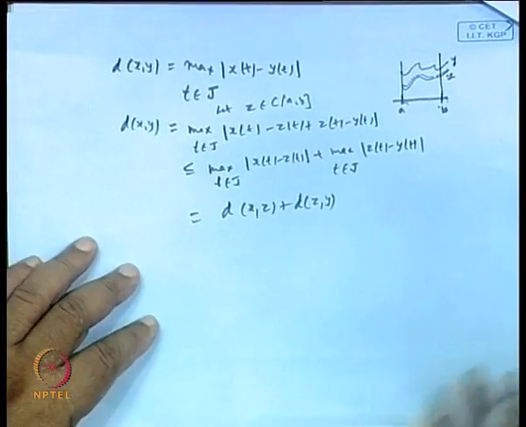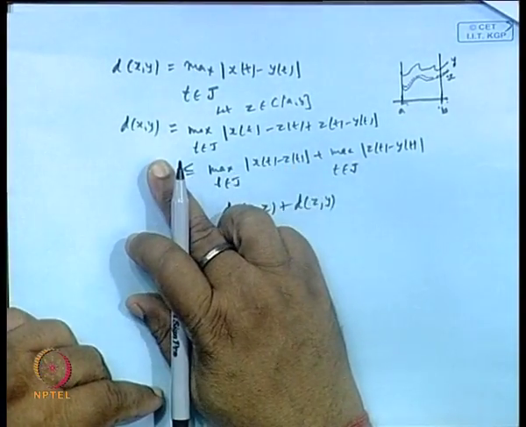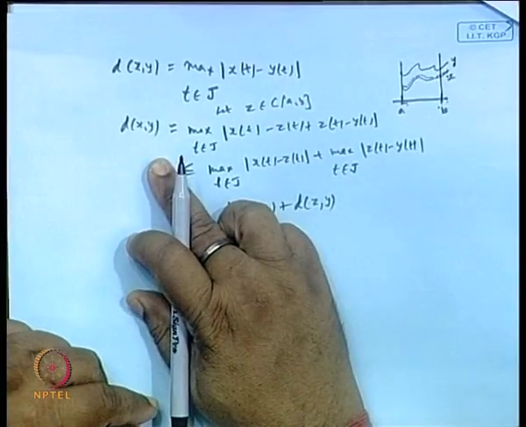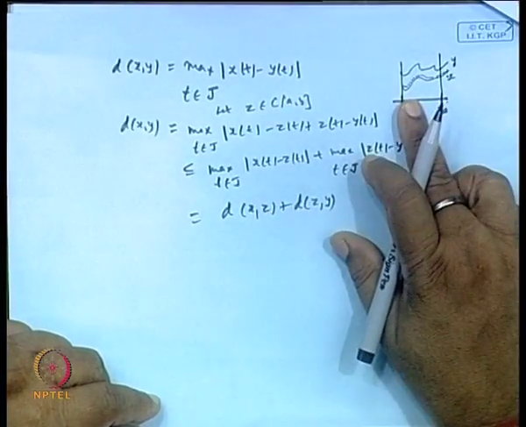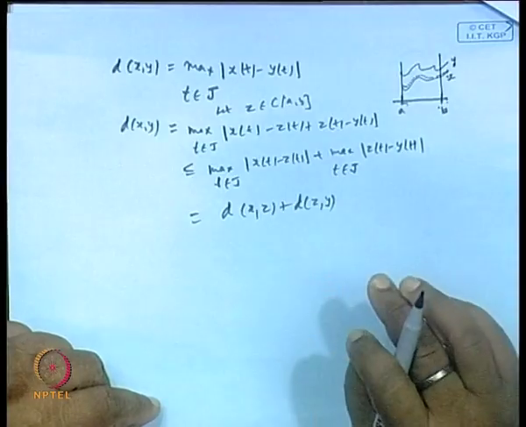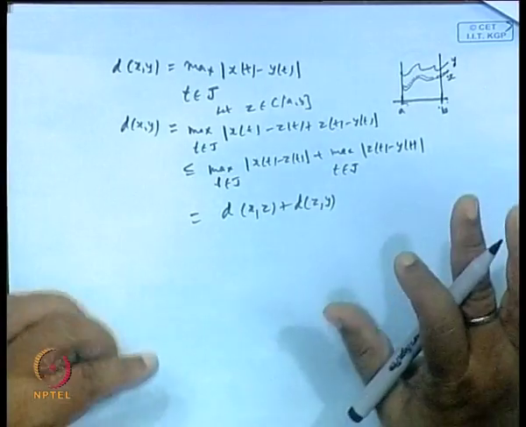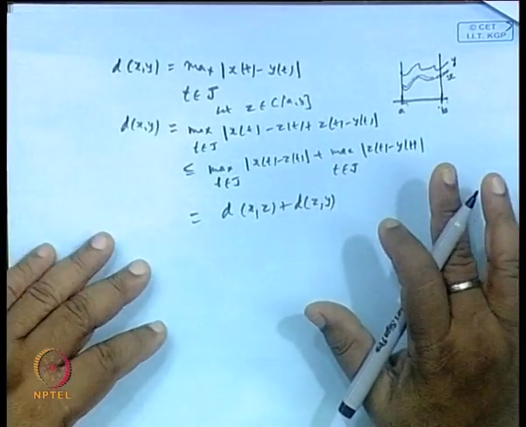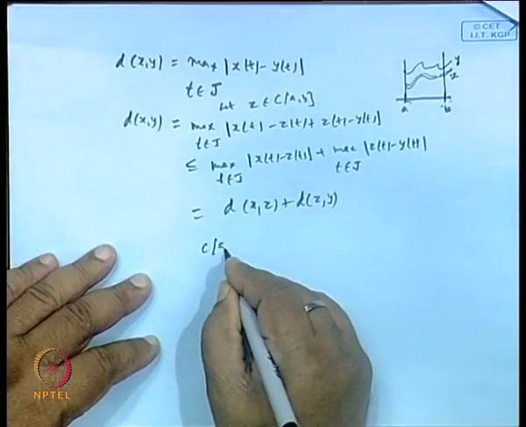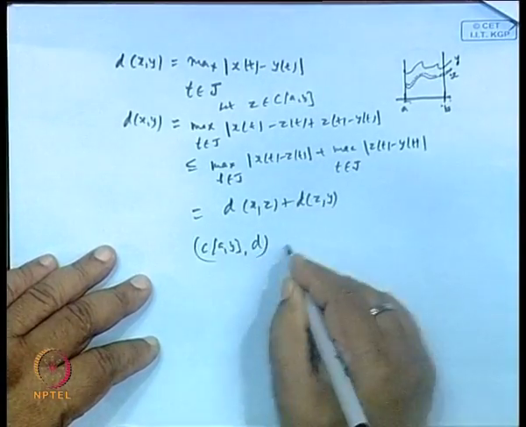So, what we see here is that this metric d, this notion of the distance function d over C[a,b], satisfies all the metric axioms. Therefore, C[a,b] under this metric is a metric space.